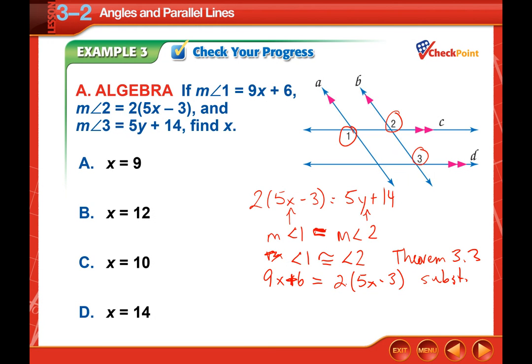Okay, I can distribute. 9x plus 6 is equal to 10x minus 6. Okay, I can subtract and add so that I get x on this side. Subtract 9x, subtract 9x. Add 6 to this side, add 6 to this side, and I have x equal to 12.